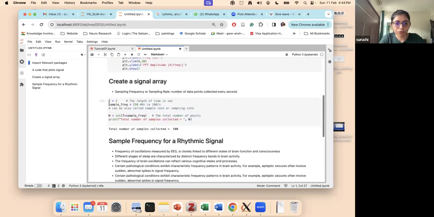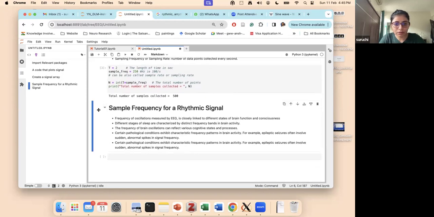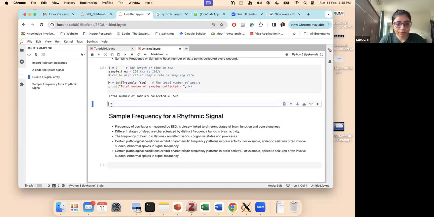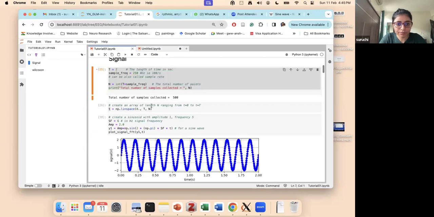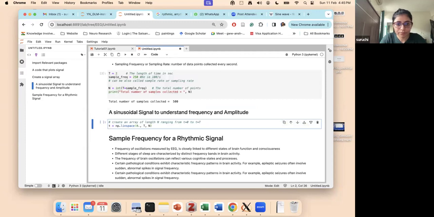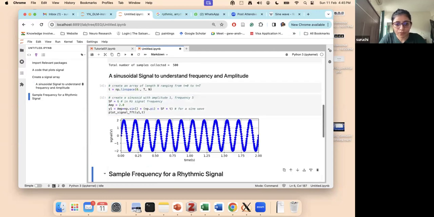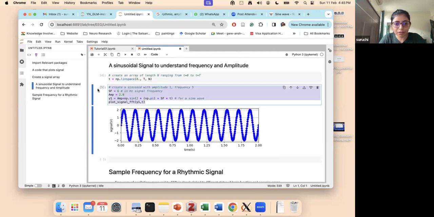Okay. So we did create a signal array, printed total number of samples. And then let's go here. A sinusoidal signal to understand frequency and amplitude. So now we'll do the plotting. Okay, so it's working, and you can keep changing it and plot different things.